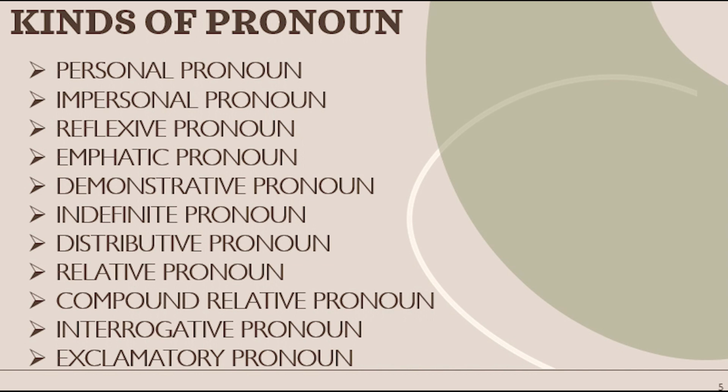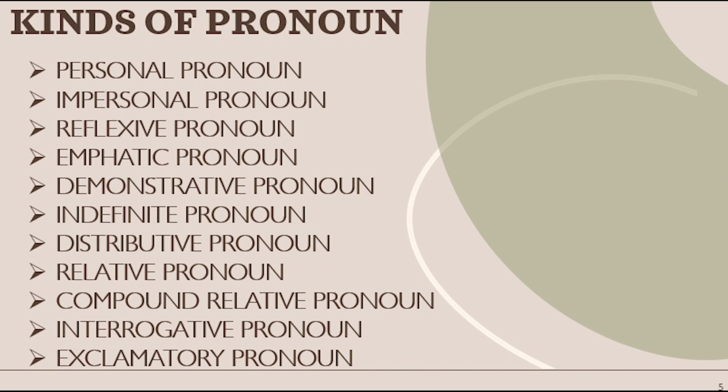I and we are the first person pronouns, meaning the speaker himself. Whom the speaker is talking to, that is you, is referred to as second person pronoun. And whom the speaker is talking about, like he, she, it, or they, are all referred to as third person pronouns.